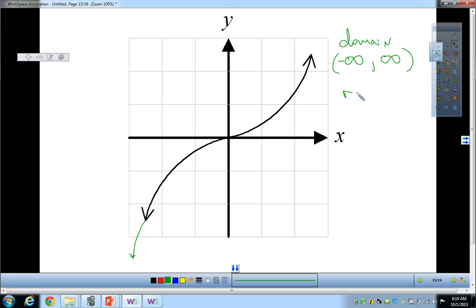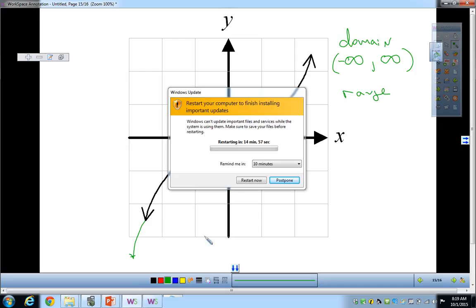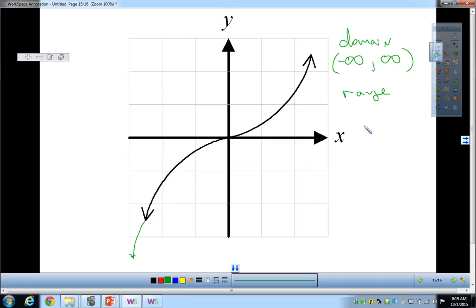How about the range? What do you think, Gia? What y values can I have? Would it be negative infinity to infinity again? Yes, it would be. Very good. Negative infinity to infinity, because y goes all the way down forever and all the way up forever. So that's an example where the domain and range go on forever and ever.